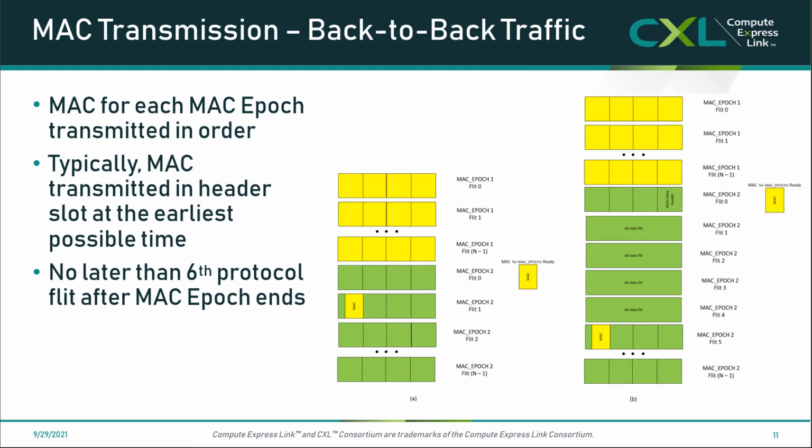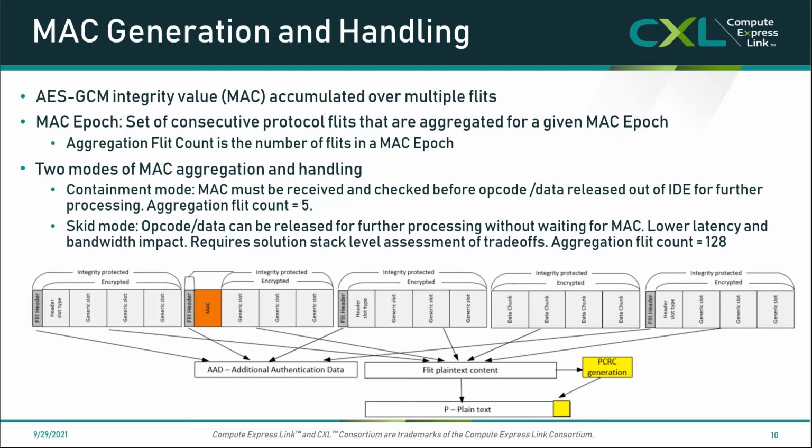Is there an impact on latency of CXL.mem read and write commands? The latency impact would depend on the mode of IDE that's used. Like we talked about, there are two modes of aggregation, containment mode and skid mode. When skid mode is used, there's no latency impact, because as soon as the flit is received, it's decrypted and sent forward, so the latency will be minimal. In containment mode, of course, the flits are held back till the MAC check completes. So there would be an additional latency, because the flits have to arrive, the MAC has to arrive, and all this has to be checked. Good question.